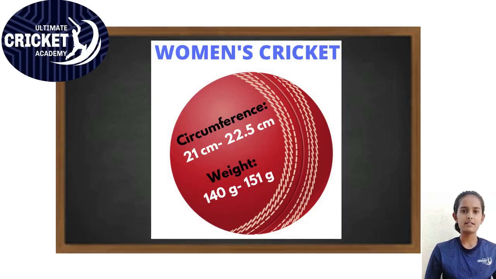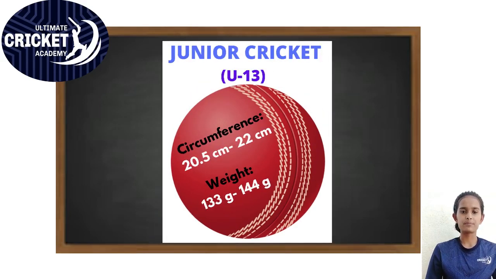In women's cricket, the ball shall weigh from 140 gram to 151 gram, and its circumference is expected to be from 21 cm to 22.5 cm. In junior cricket, that is under 13, its weight shall be between 133 gram and 144 gram, and the circumference shall be from 20.5 cm to 22 cm.